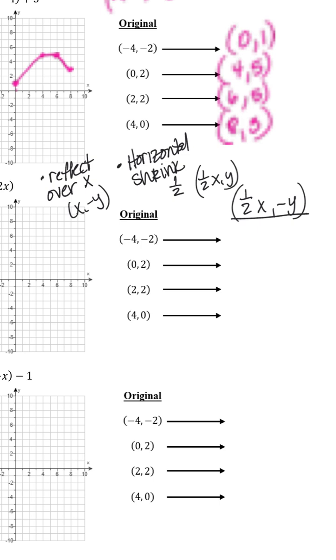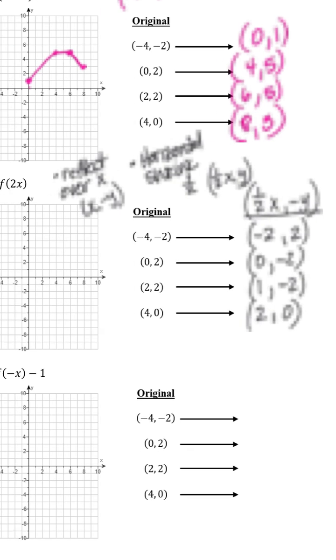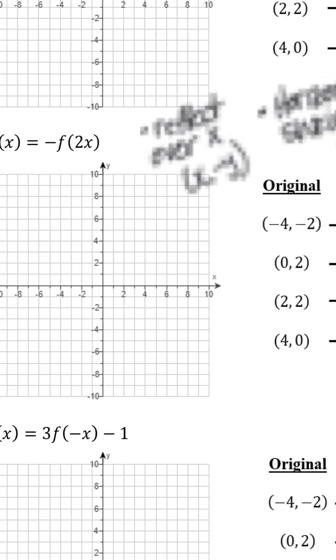Half of -4 is -2. Change the sign of -2 to 2. Half of 0 is still 0. Change the 2 to a -2. Half of 2 is 1. 2 becomes -2. Half of 4 is 2. And 0 is still 0. So now I can plot these points and see what it looks like.